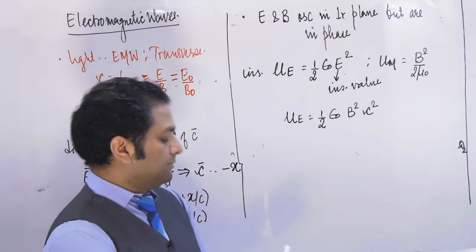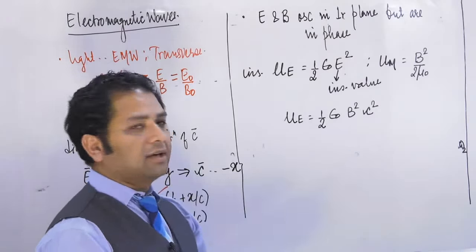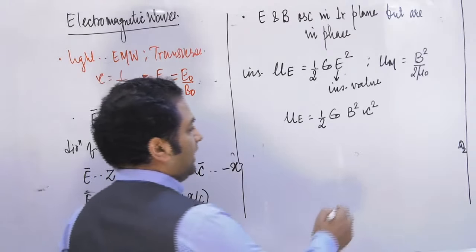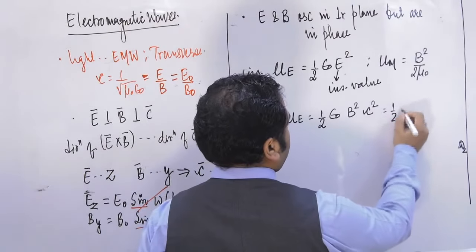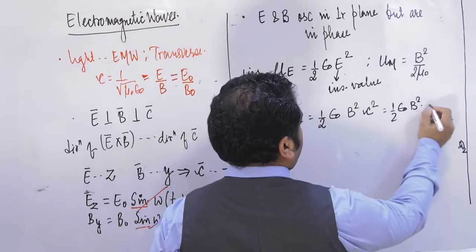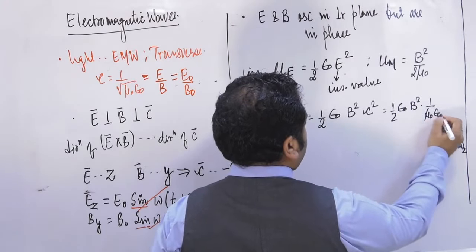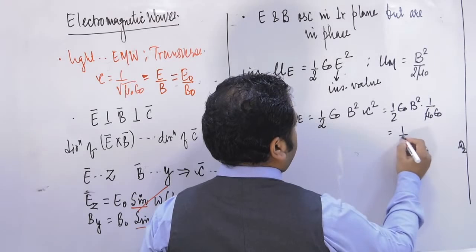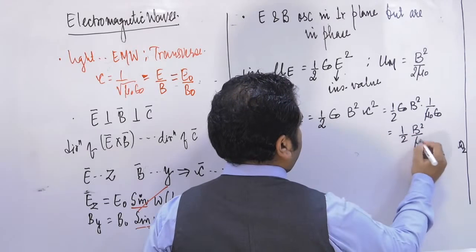So now let's come here. 1/2 epsilon naught B square c square is equal to 1 by 2 epsilon naught B square times 1 by mu naught epsilon naught, and this comes out to be 1 by 2 B square by mu naught.